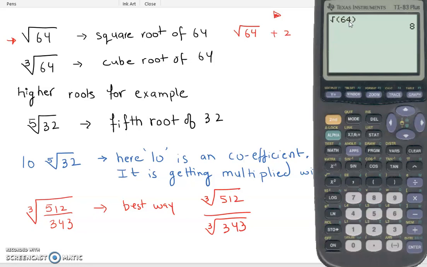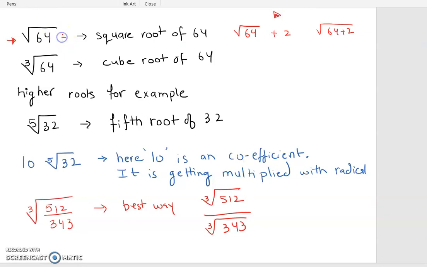So again, how do we do this? We go second, squared, and then you put in what the radicand is, what's inside. And once you have that, I close my bracket and I press enter. And it gives you my answer. So what is the answer to square root of 64? The answer to square root of 64 is 8.